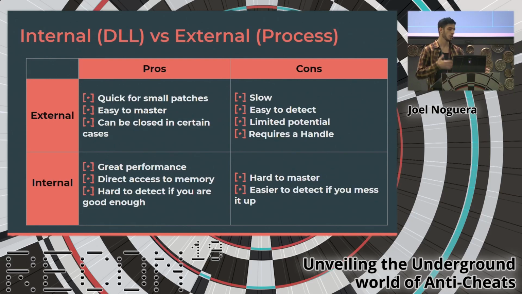On the other side, the external one will be another process running at the same time, which will be constantly reading and writing memory from the game. This, of course, will make it slower and easier to detect, because the ways to access a process are well known in Windows, and it's easier to maybe prevent this from happening.